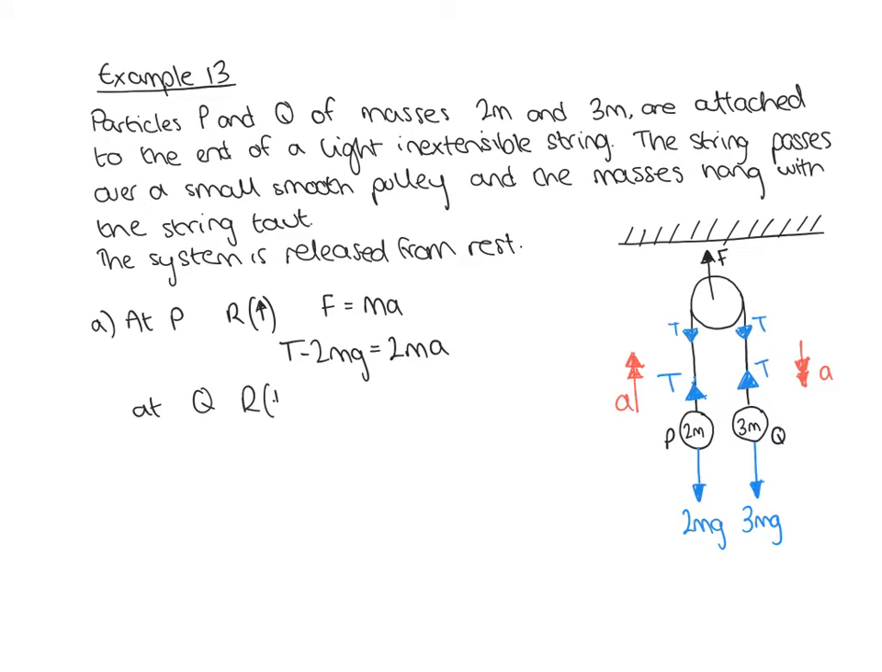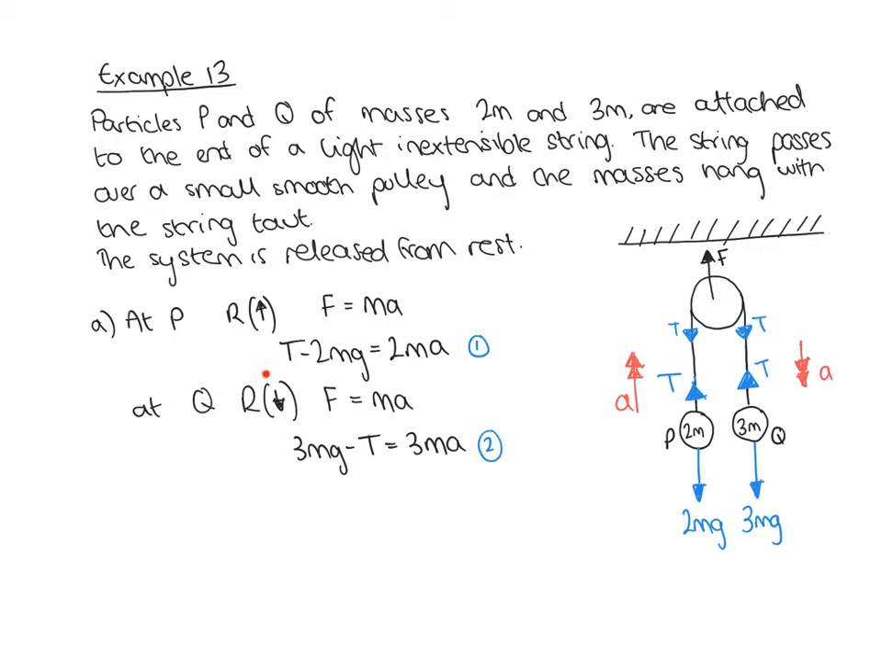At Q, and note this bit is important, we resolve with downwards as positive because it's accelerating down. So it's going to be that weight down there minus the tension, which is what's slowing the movement in this case, is equal to mass times acceleration. Okay, so F is ma: 3mg, which is the weight, minus the tension, which is what's slowing this acceleration, is equal to the mass 3m times acceleration a.